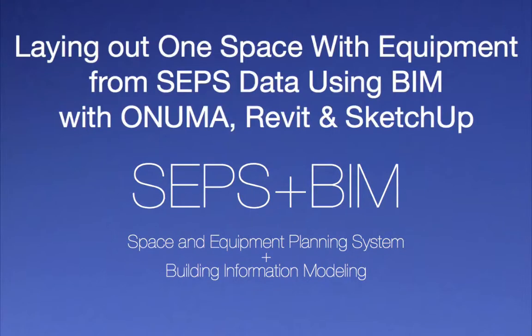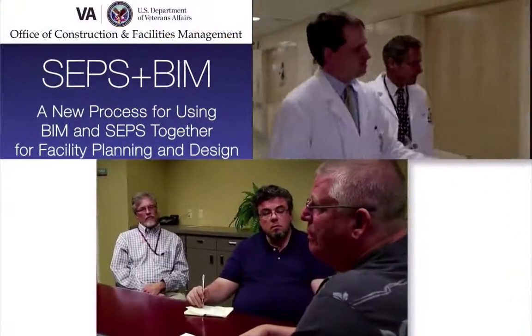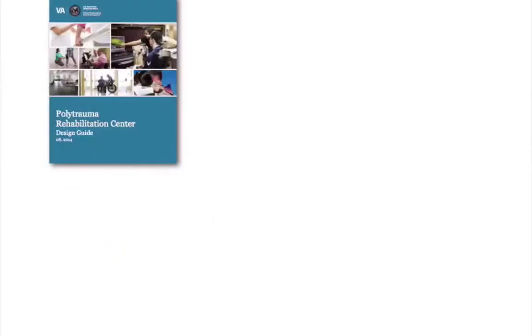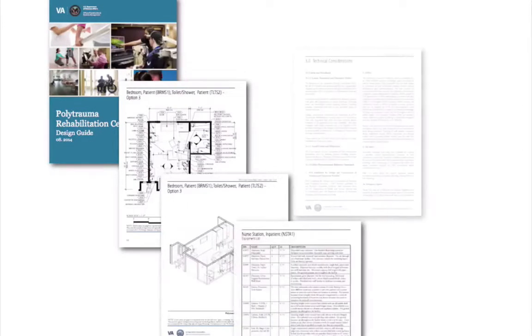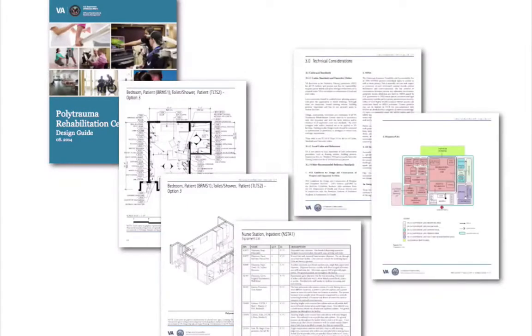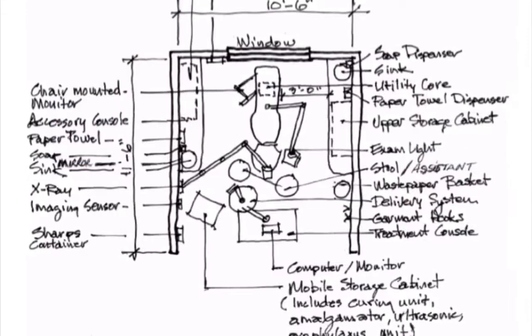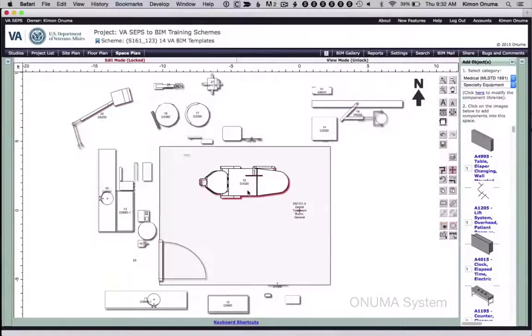Decision making for healthcare planning of spaces and equipment using SEPS and BIM. As is shown in the introduction to SEPS and BIM from VA, subject matter experts, clinicians, VA, and consultants spend thousands of hours collecting information and knowledge into documents like this for department update of spaces and equipment. The status quo is a manual process using hand sketching to capture decisions. This is prone to error.